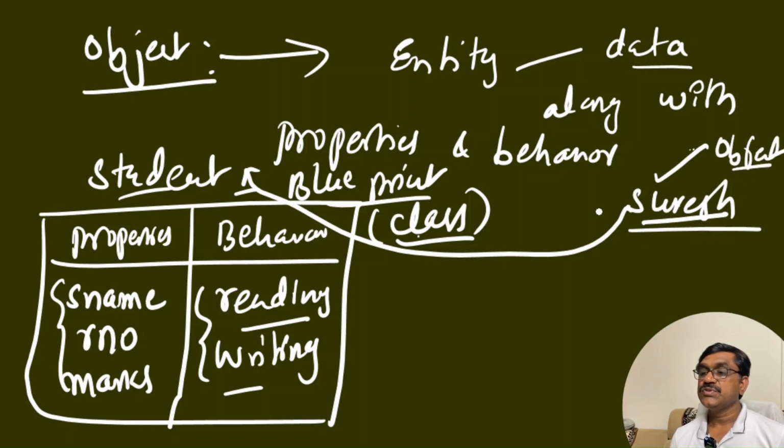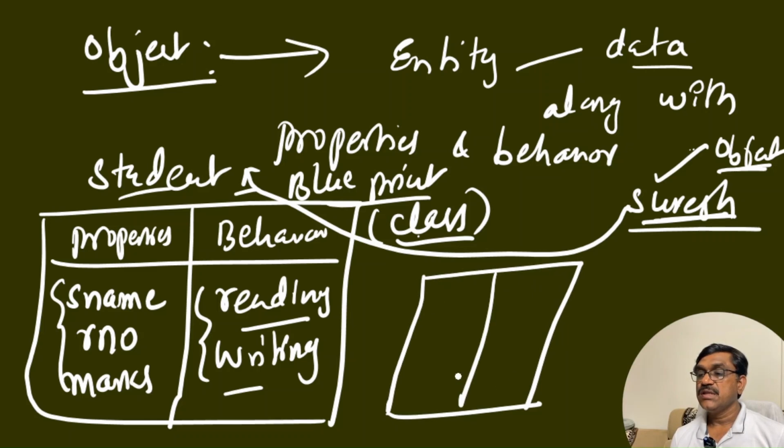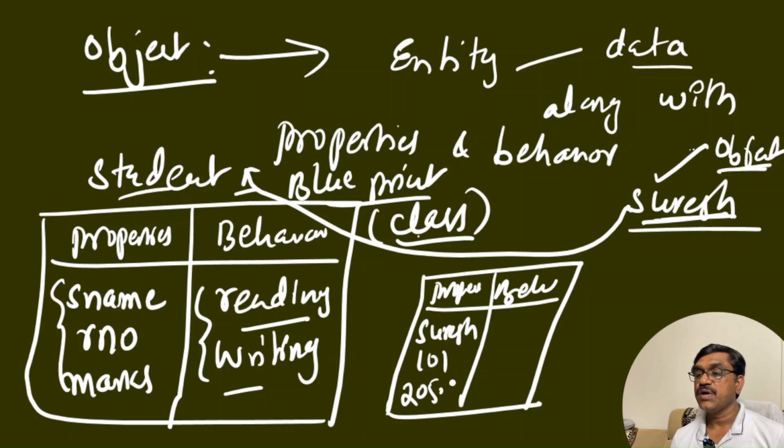The life comes to the structure only when a variable of type class, when the instance of the class like Suresh is created. Suresh here is known as an object. Now, when the instance is created, the properties for this object Suresh are given: the name of this student is Suresh, roll number is 101, and marks he got is 205.6.